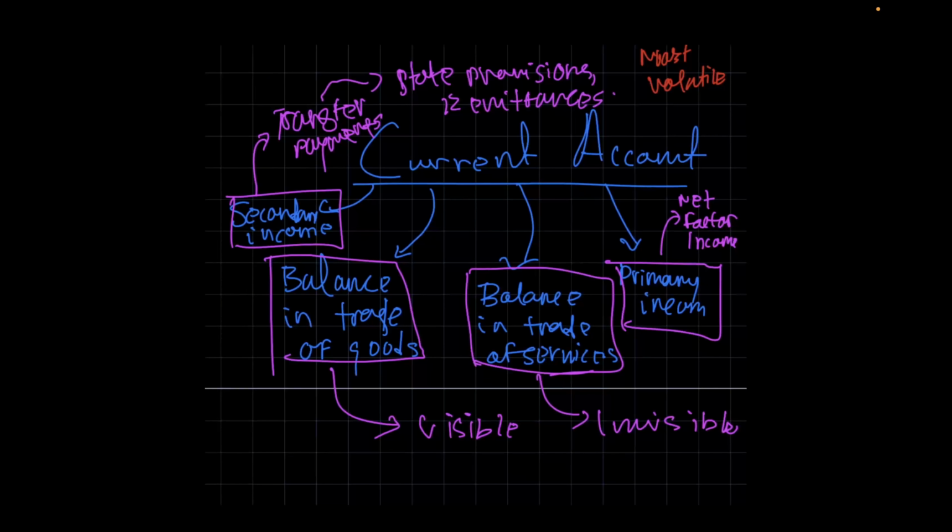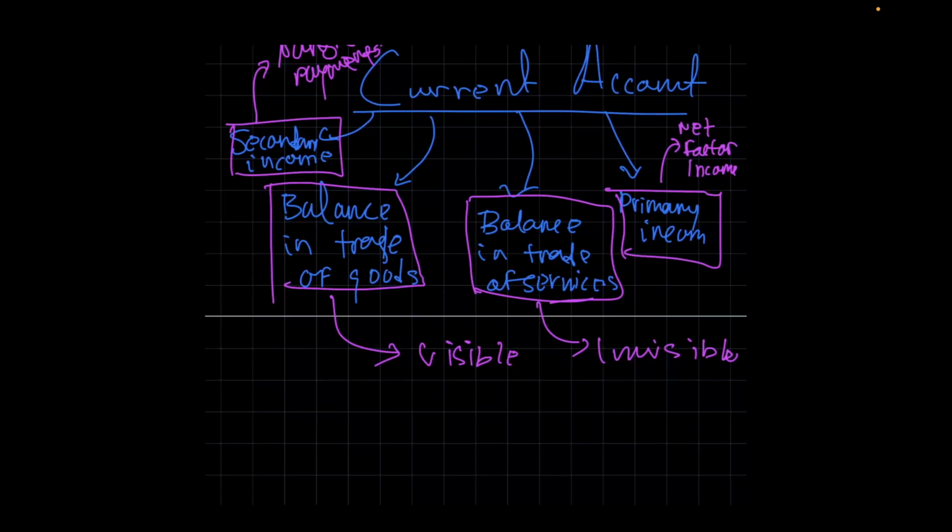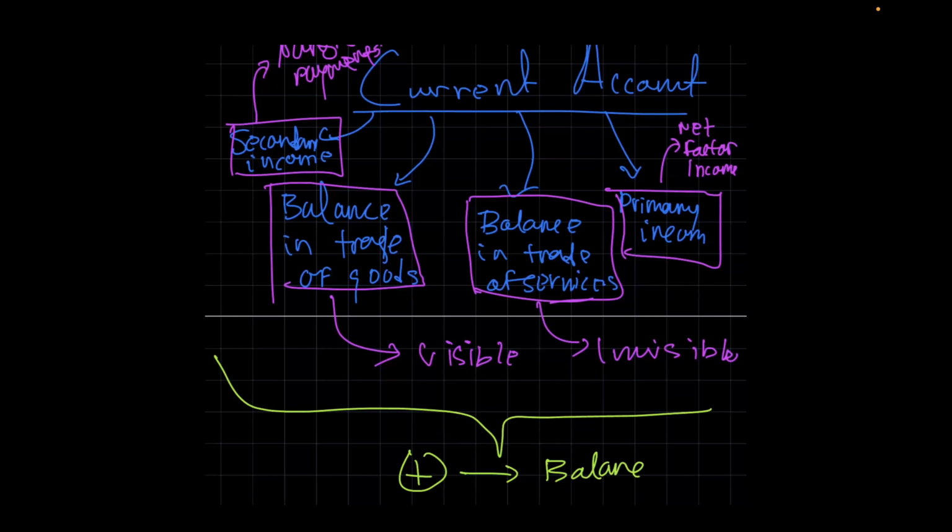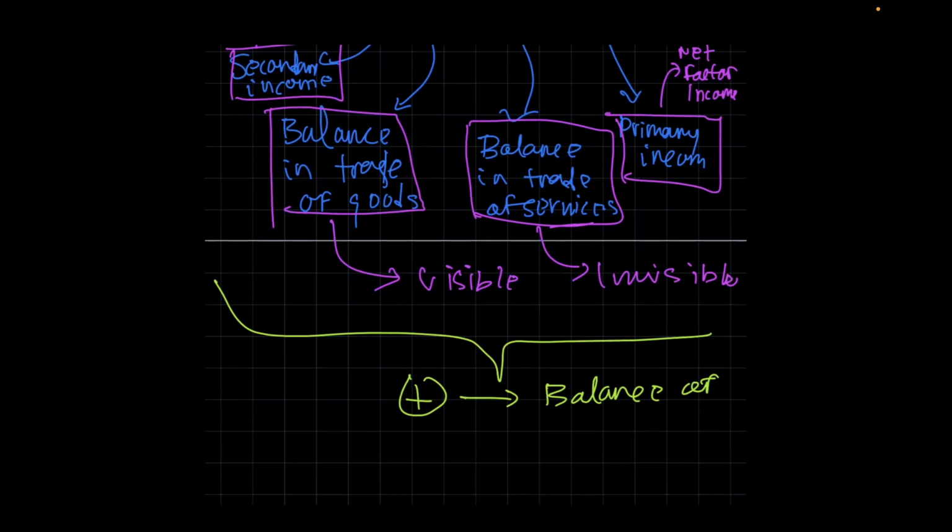So now let us understand the most important part of this whole chapter. The balance of the four components sums up to give the current account balance. When you add every single thing up, you get the balance of your current account, and this is one of the most key factors of your overall balance of payments.